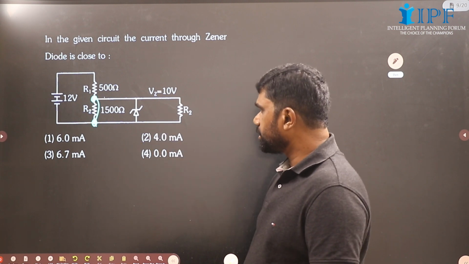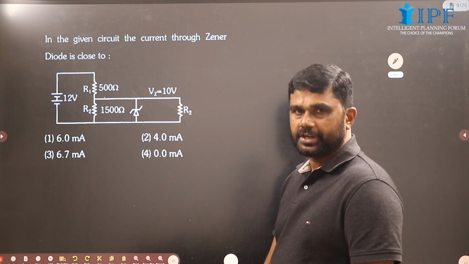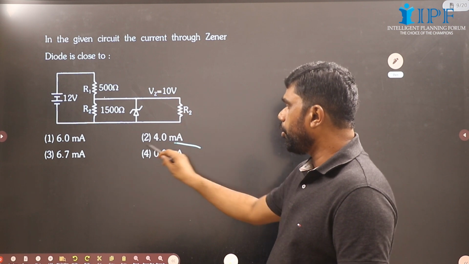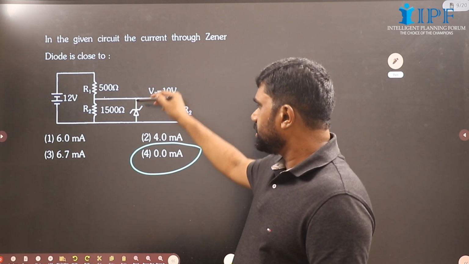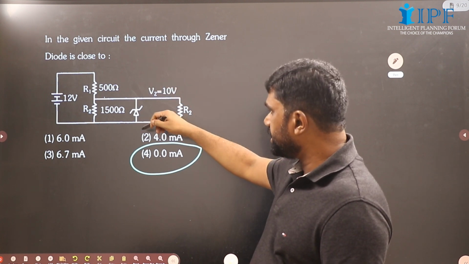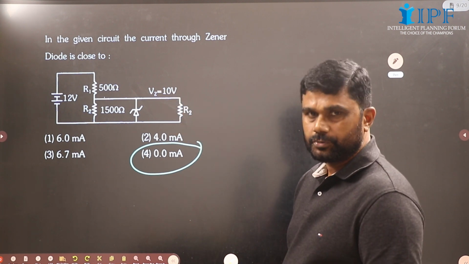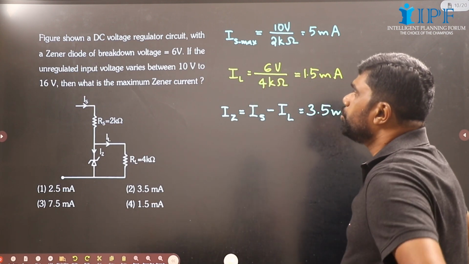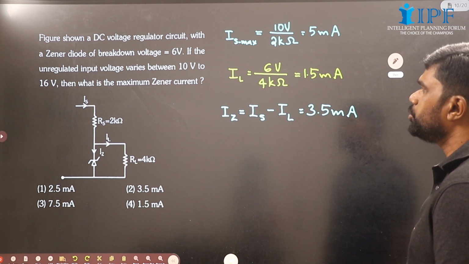Okay, so the voltage across the diode will be 7.2, that is smaller than the Zener voltage. Okay, so the current through the Zener diode will be almost zero. Okay. Now because see, it will conduct, or there will be a reverse current only when the voltage across this is 10 volt, but here the voltage is only 7.2. Right? Now see, figure shows a DC voltage regulator circuit with a Zener diode of breakdown voltage 6 volt.